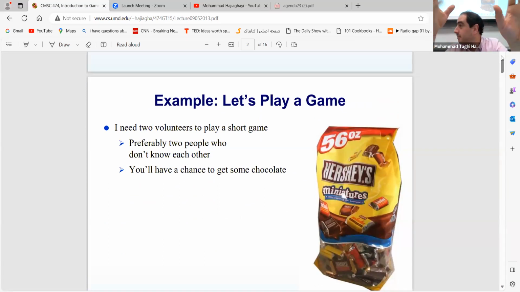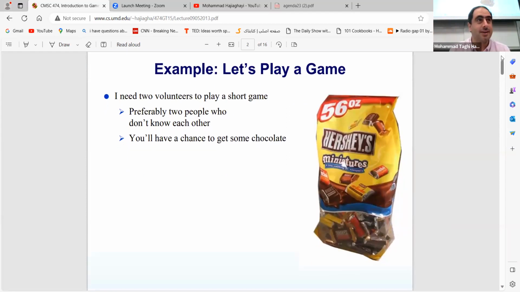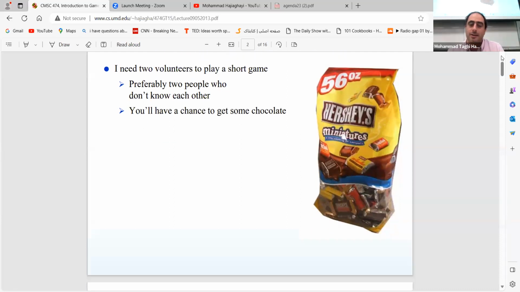In my previous classes, I was bringing chocolates. But at some point, I stopped because I felt that this is not a healthy thing. I could bring carrots, essentially. But, yeah, I don't know. Actually, we might have carrots today running this. But anyhow, we will do the game one way or the other.